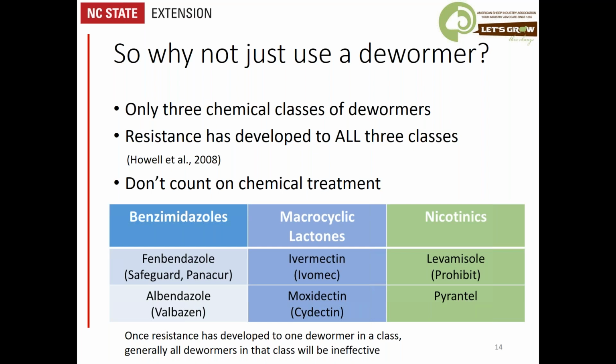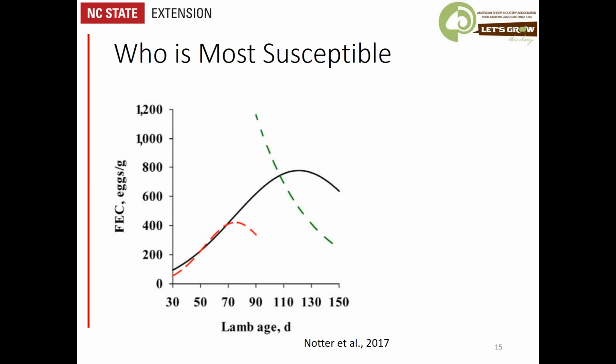We haven't had a new class of dewormer in 30, 40 years or more, and so we need to be cognizant of that and know that we don't necessarily have the next great thing to use. We can't count on chemical treatment. We need to look for alternatives. We also need to know who is most susceptible.